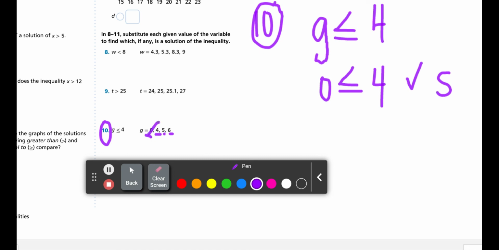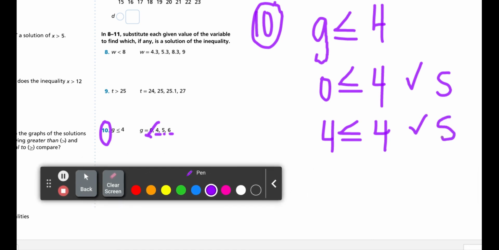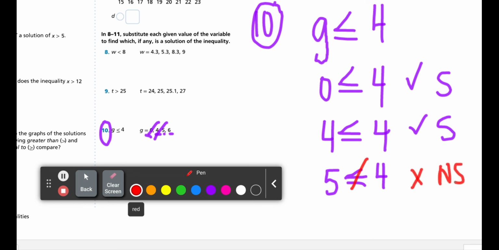We used 0. Next, let's try 4. So we plug in, is 4 less than or equal to 4? Yes, it is. It is a solution. 4 is equal to 4. Now let's try 5. If I plug 5 into this inequality, is this true? Is it a solution or is it not a solution? It is not a solution. 5 is not less than or equal to 4. So I'm going to say NS, no solution.